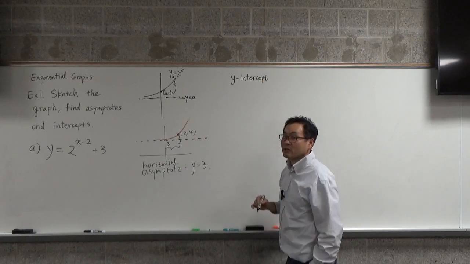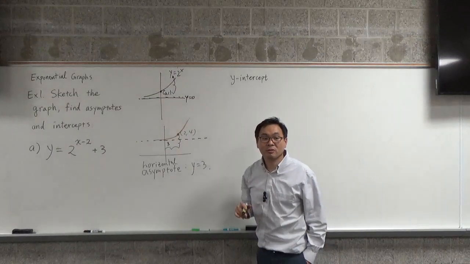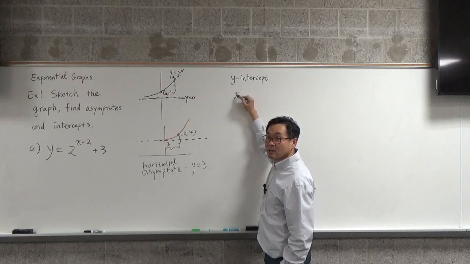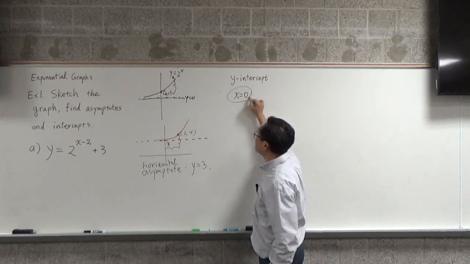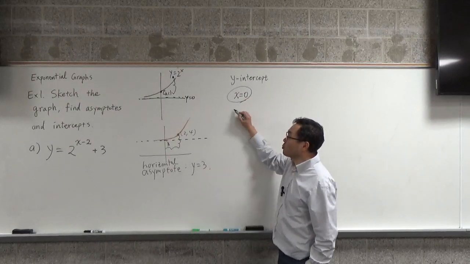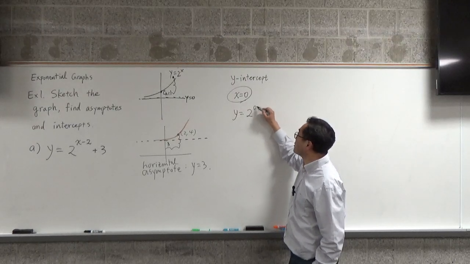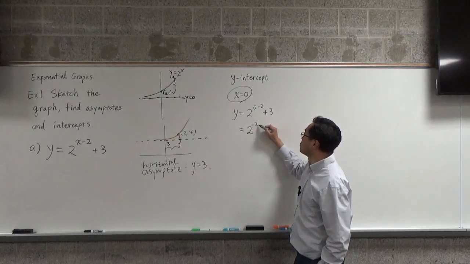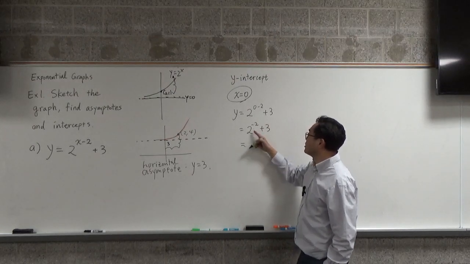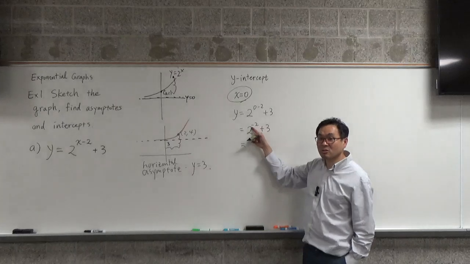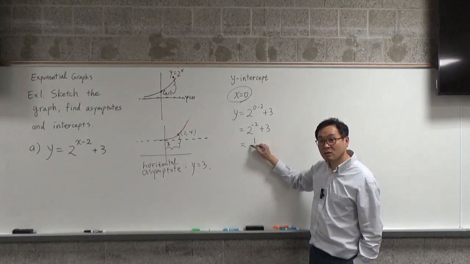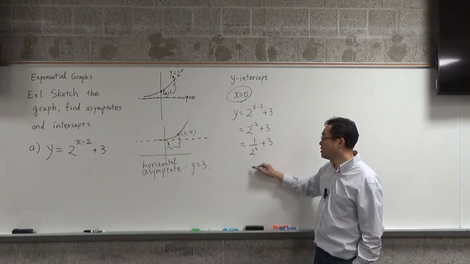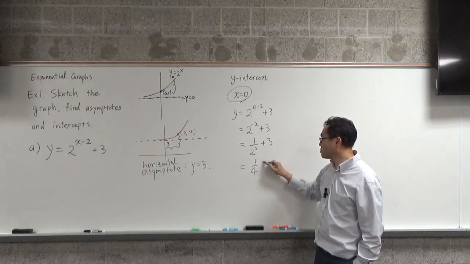Okay, what is the y-intercept? How do you get the y-intercept? You set x equal to 0. That's how you get the y-intercept, right? So you have y equals 2 to the 0 minus 2 plus 3, which is 2 to the negative 2 plus 3. What does this negative power do? 1 over 2 squared plus 3, which is 1/4 plus 3.